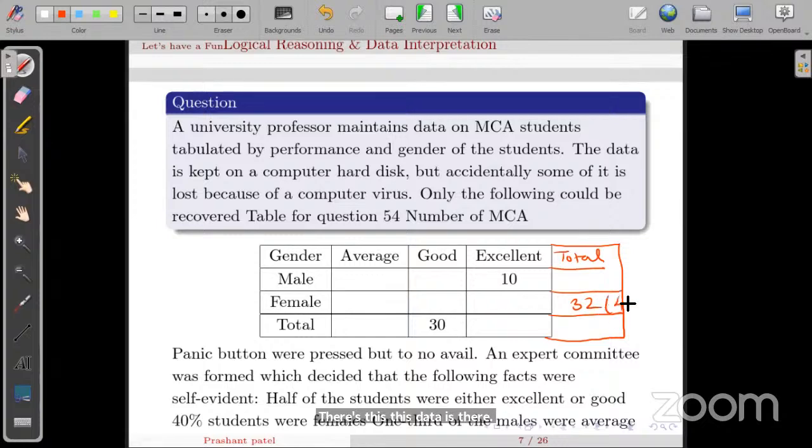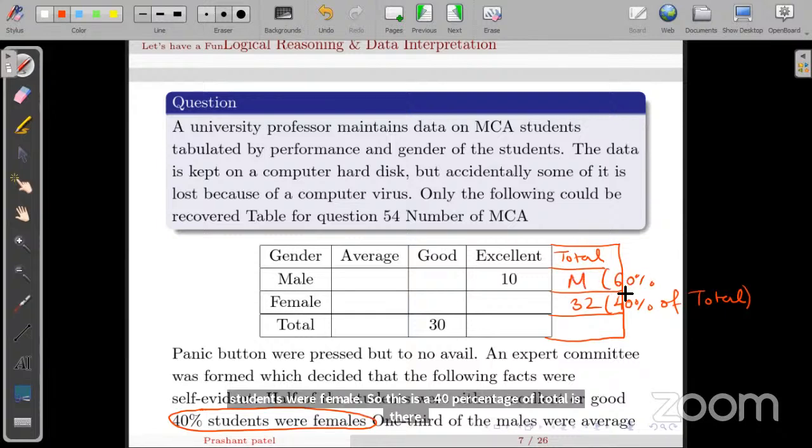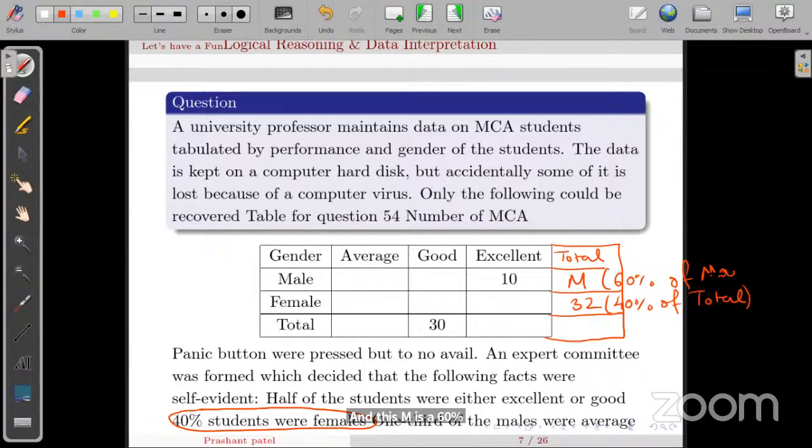So this is 40% of total, because it says that 40% students were female. And this M is 60% of total, male. Because 40% is female, so 60% obviously is male. So now I can find out the value of M, and the total number of students also I can make.